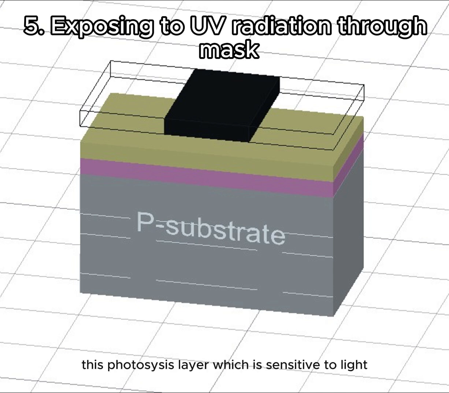This photoresist layer, which is sensitive to light, is then exposed to ultraviolet light through a mask that defines the regions where diffusion is to take place, along with the transistor channels. The areas shielded by the mask remain unaffected, while the regions exposed to the ultraviolet radiation are polymerized or hardened.